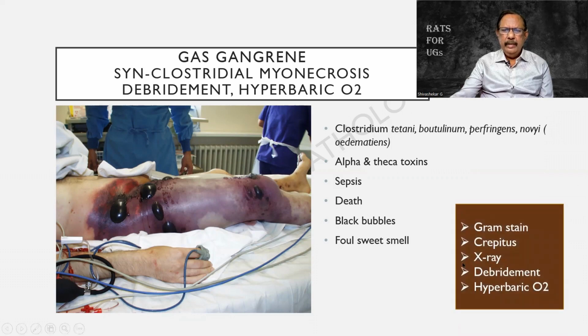It is a gram stain. Crepitus is positive. X-ray also will be showing a plane of air. Debridement is the treatment of choice and hyperbaric oxygen should be given. Please learn this by heart.